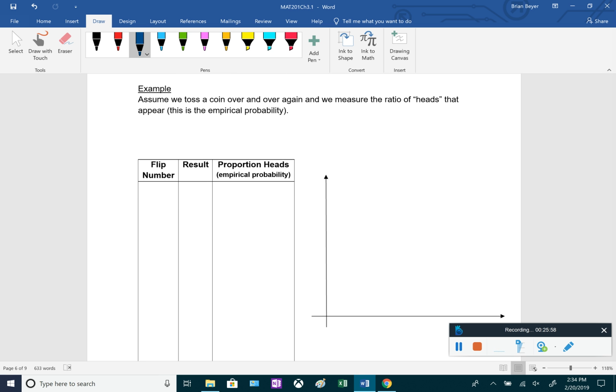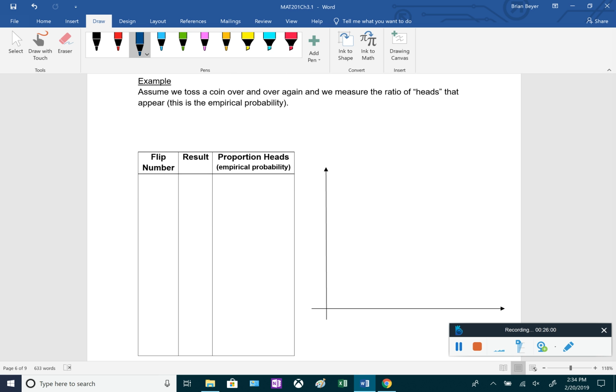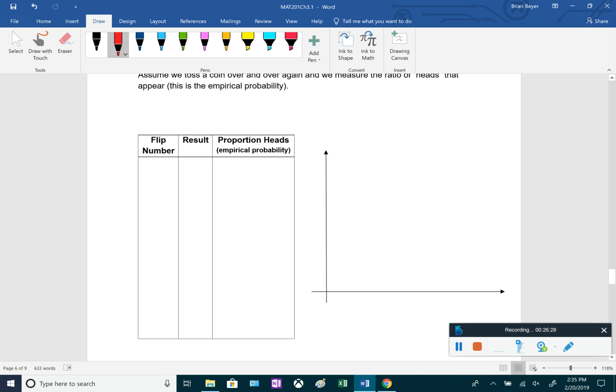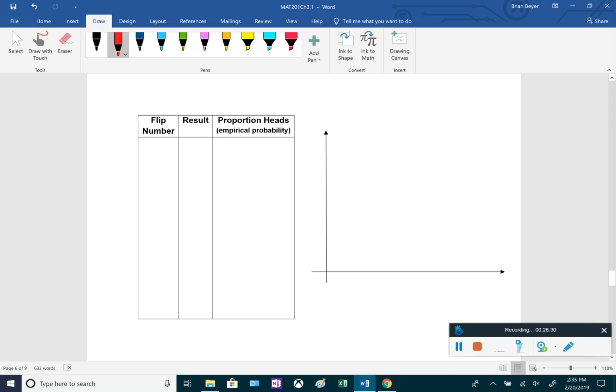So for example, let's say we toss a coin over and over again, and then we measure the ratio of heads that appears. This table that we're doing, this is an experiment. So this is going to be the empirical probability, right? It's going to be the data that we're getting from a probability experiment. We know that the probability of heads, assuming it's a fair coin, should be 1/2. So let's see what happens here with these flips. So I already went through and I did this. How many times did I flip it? I flipped it 10 times.